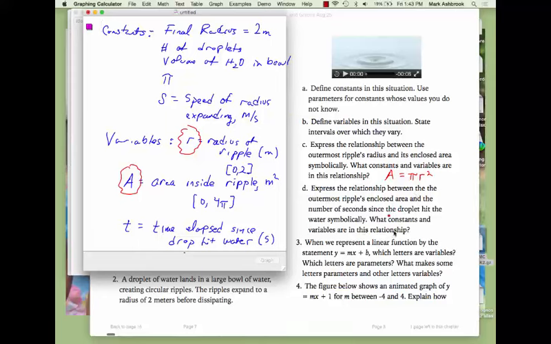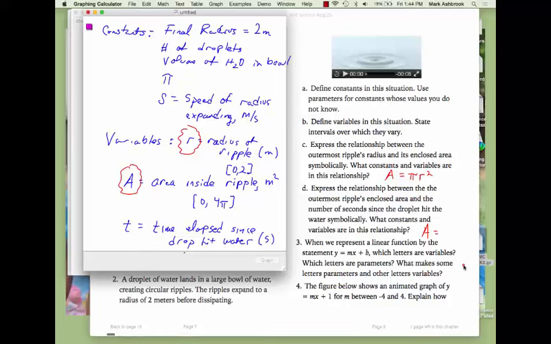So this last one: express the relationship between the outermost ripple's enclosed area and the number of seconds since the droplet hit the water symbolically. Again, what are the constants and variables in this relationship? So we have A related to R, and this one they're asking for A related to T. So we want A equals something with T's in it.